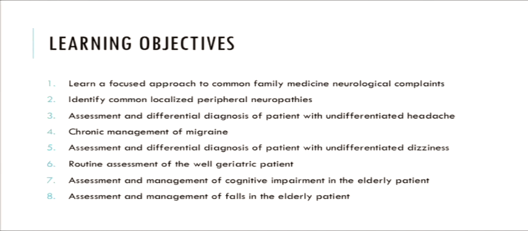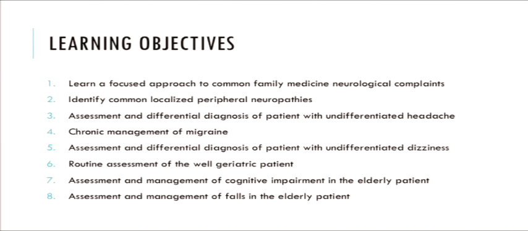We have quite a few learning objectives to get to, but we're just going to do the big, broad principles to help organize your thinking and help you on the test. The first one is to learn a focused approach to common family medicine neurological complaints, and we'll go through what those complaints are in a second. The objectives kind of hint at them as well. We want to learn some common localized peripheral neuropathies. These are very easily identifiable once you're aware of the ones that are possible and the patterns that repeatedly show up. There are always the most common ones, and we'll go through some rapid cases for those.